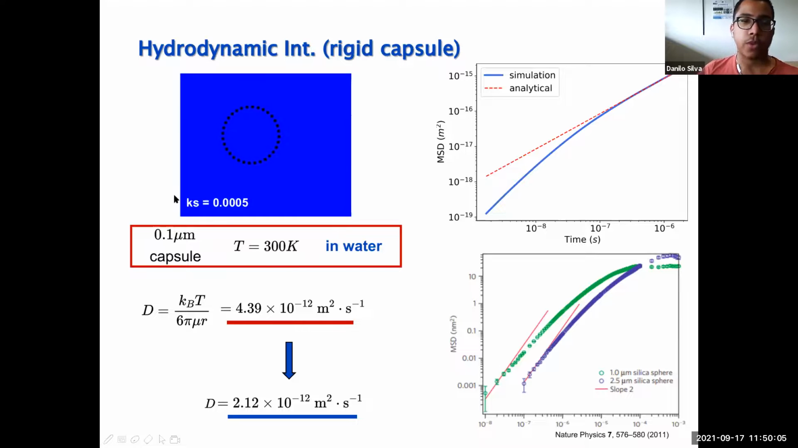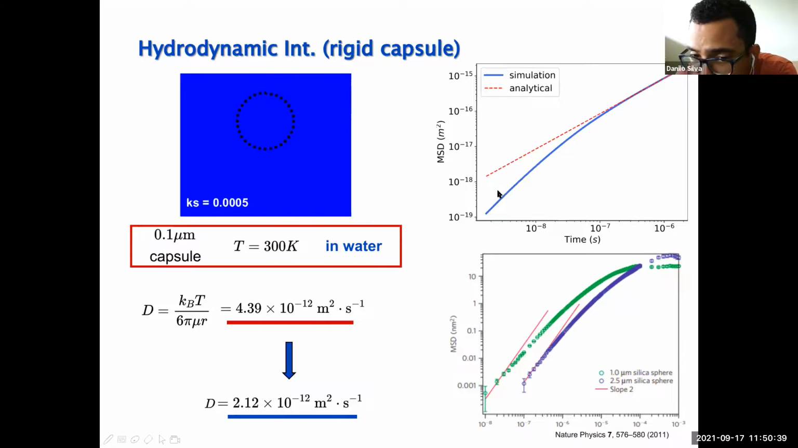For a rigid capsule, we do the same thing. The only difference is that we now discretize our system. So we can have a capsule of 0.1 micrometer size, with the same sort of parameters, 300 Kelvin in water. And again we recover a diffusion coefficient of about the same order of magnitude as expected, given by the Stokes-Einstein equation.